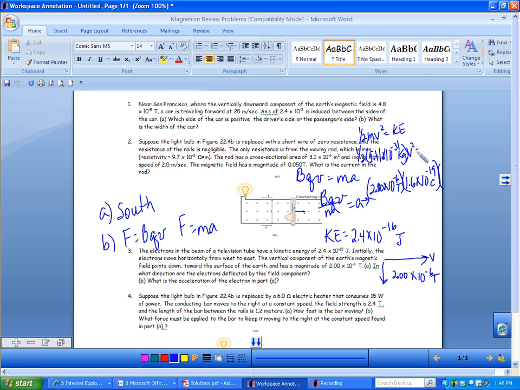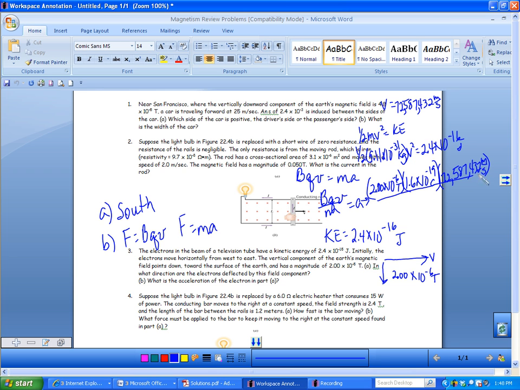My V is what I'm looking for, and my Ke, they told us, was 2.4 times 10 to the minus 16 joules. So I can solve for my velocity, and when I did that in a much neater fashion than I'm doing right now, I got 72,587,432 meters per second. So I'm going to plug that in for my velocity, 72,587,432.